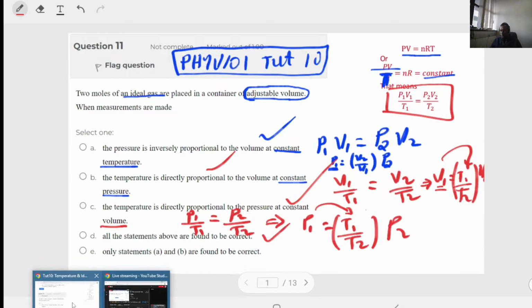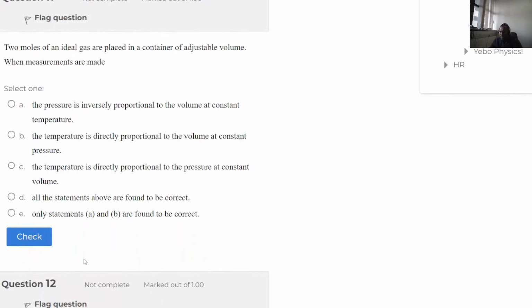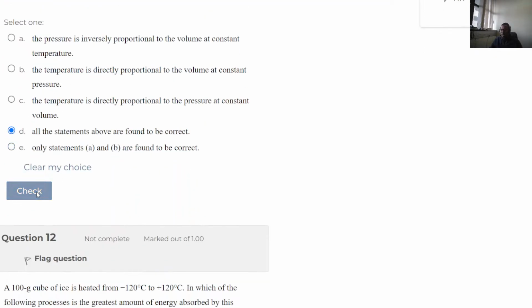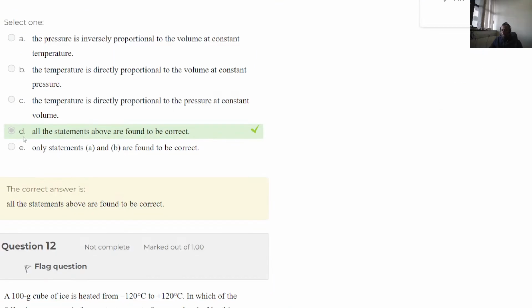If I go back to everything, what I'm saying is this must be the correct one. Probably yes, all of the statements above are found to be correct. That's correct.